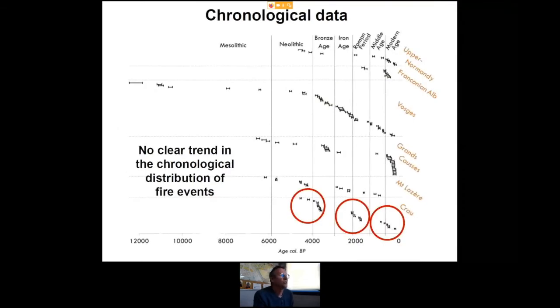And concerning the chronological data, if I remember here, we've got this strong organization of the different fire events in the Crau area. We do not find the same repetition, and it was difficult to find the general trends of chronological data concerning the fire regimes.